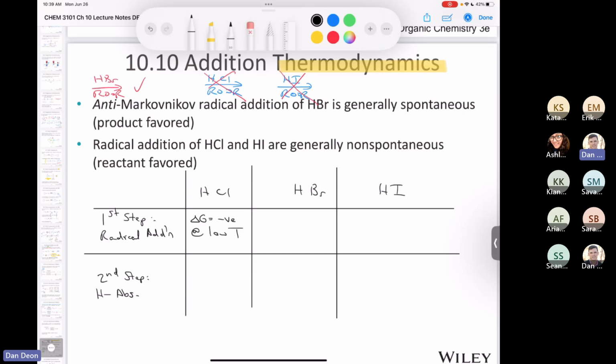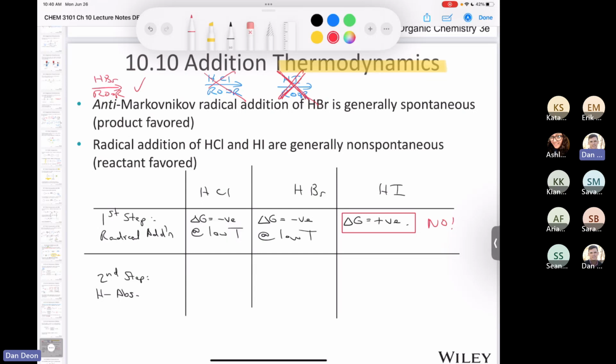Now, if we look at the delta G for the first step of HBr addition, we get the same thing, that delta G is going to be negative at low temperature. So that's also good. But then when we come to HI, it turns out that our delta G for this is going to be positive. And so that is why we cannot do the addition of HI across a double bond. The first step is not spontaneous, so it's not going to happen. And so this is why this process does not happen whatsoever. So this gives you a big no as to why we do not get addition of HI. So that explains why this is not going to happen.